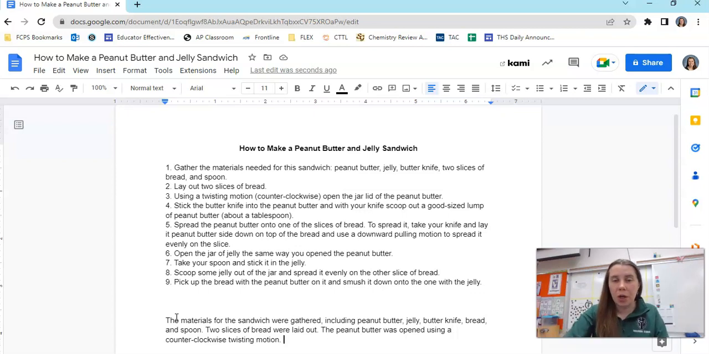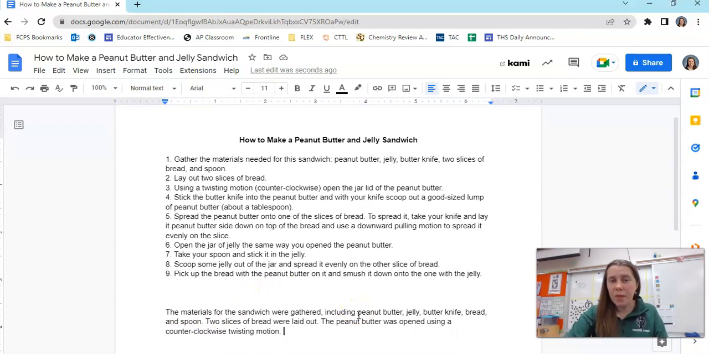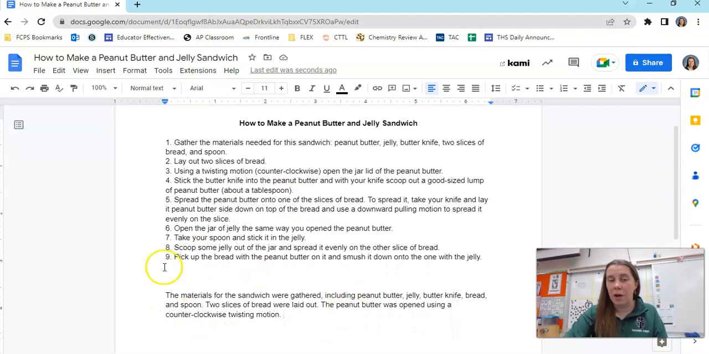All right, so I'm going to go ahead and stop here, but now you have a few sentences as an example. All right, and if you have questions, you can let me know.